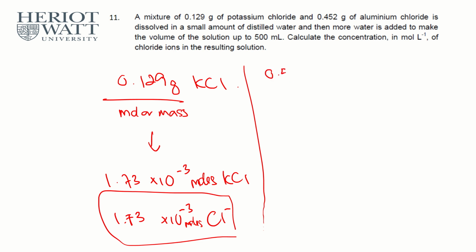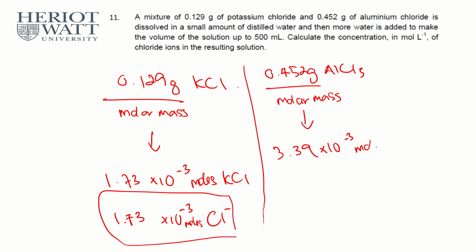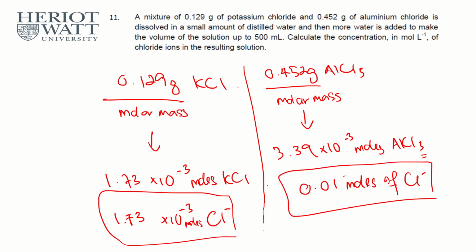And then I have 0.452 grams of aluminium chloride. The formula is important. Divided by the molar mass, you will get the mole. And the mole here is 3.39 times 10 to the power of negative 3 moles of aluminium chloride. And how many moles of chlorides here? You need to times 3. So 3.39 times 3, you will end up getting 0.01 mole of chlorides. All right, so this will be the total moles of chlorides.